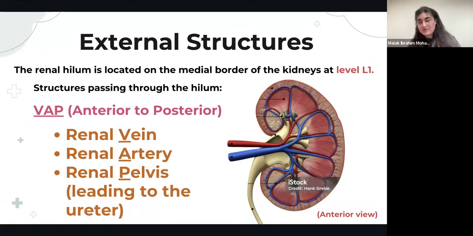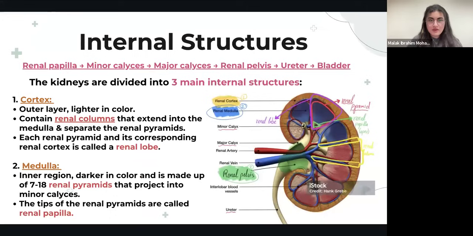Now, the renal pelvis leads to the ureter. I need you guys to know that the pelvis is actually more interior, and it's more towards the inside. But just remember ureter for this one. This is just for the sake of the mnemonic, so it's easier to remember. But it's actually ureter. So renal vein, artery, and then ureter.